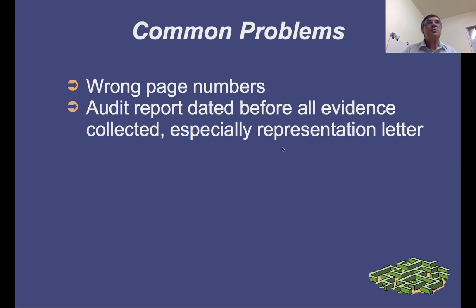Audit reports dated before all the evidence is collected, especially the representation letter. This is low-hanging fruit for practice reviewers to check. Now, the FMA reviewers, when they looked at that example we looked at before, they said, aha, audit report dated the 2nd of July, accounts signed on the 7th of July, and they assumed that all the evidence therefore could not have been collected. They did not probe and ask the question.